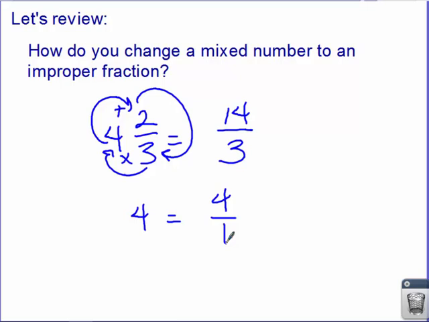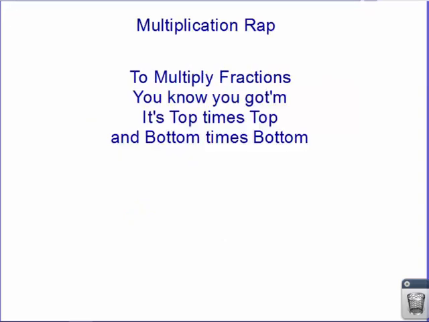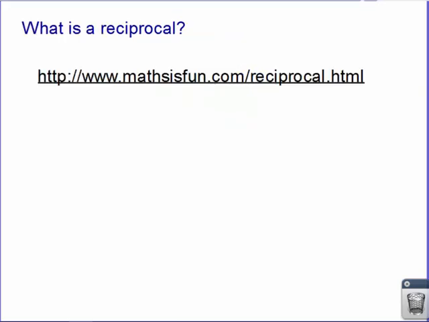So what we're looking at today is division. Okay, so when we talked about multiplication the other day, we had a little rap that helped us to remember what to do. And it sounds something like this. To multiply fractions, you know you got them. It's top times top and bottom times bottom. Well, this first line, to multiply fractions, is a conditional statement. You must have fractions in order for us to multiply. Well, today, there is a prerequisite skill that we need, and that is to know something about a reciprocal.